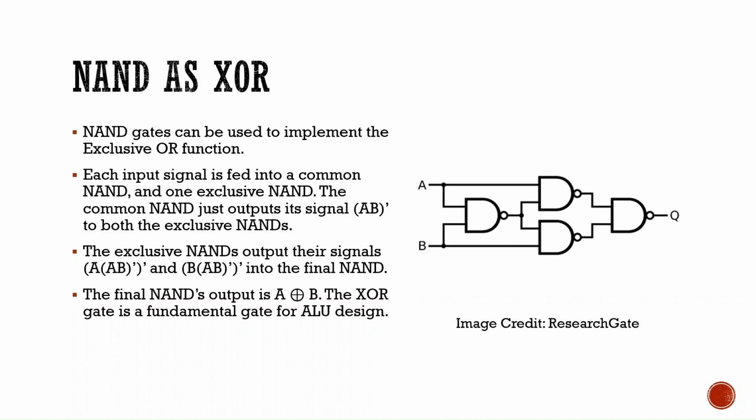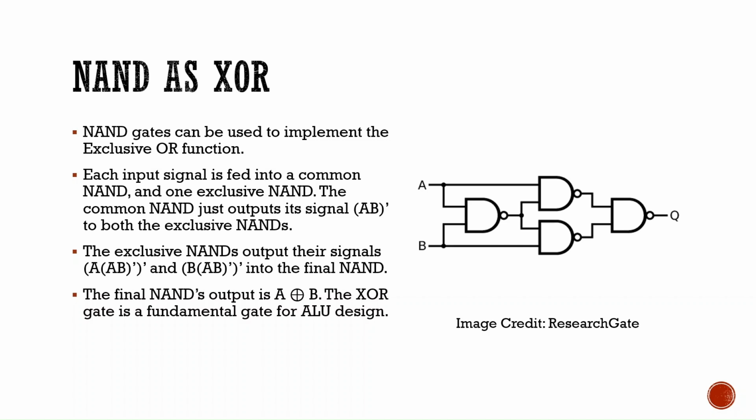Now, NAND as XOR. NAND gates can be used to implement the exclusive OR function. Each input signal is fed into a common NAND and one exclusive NAND. The common NAND just outputs its signal, (AB) bar, to both the exclusive NANDs. Now, don't confuse exclusive NAND with X NAND or something, because I am just using the exclusive NAND as a reference term. It's not a real gate, it's just a NAND gate, right?